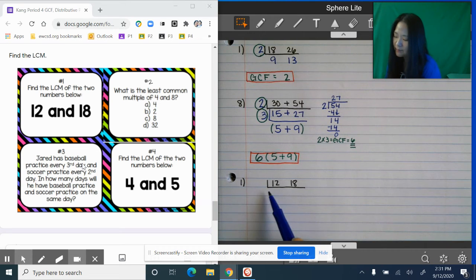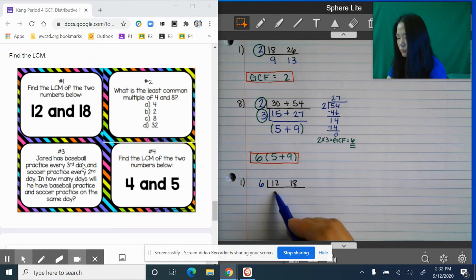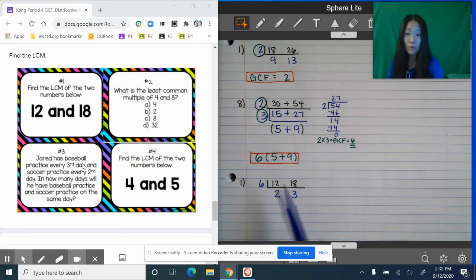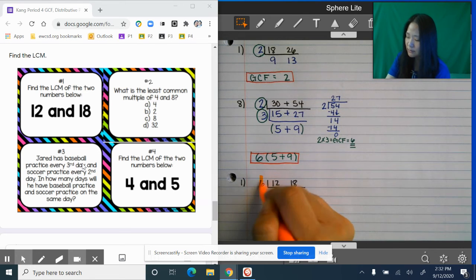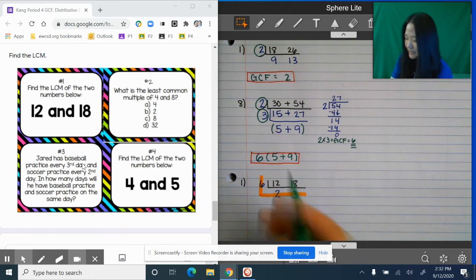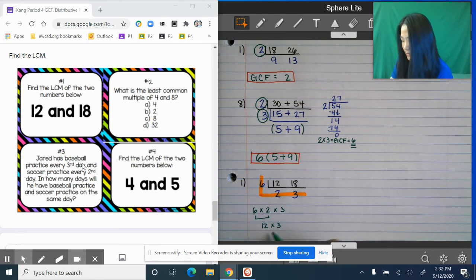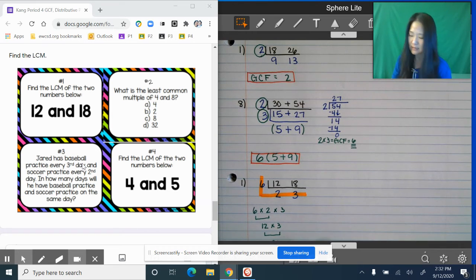You can divide by 2, you can divide by 3, you can also divide by 6. I'm going to divide by 6. 6 goes into 12 2 times, and 6 goes into 18 3 times. Notice there's no other common factor but 1. With the least common multiple, you're going to multiply your left and the bottom, your L. So when you multiply 6 times 2 times 3, which is 12 times 3, your least common multiple is 36.